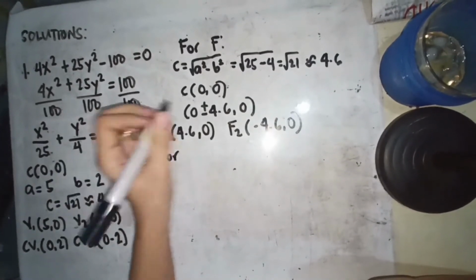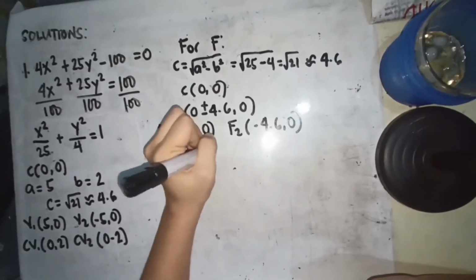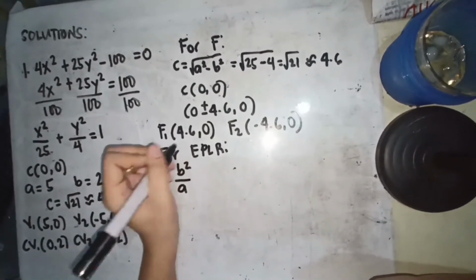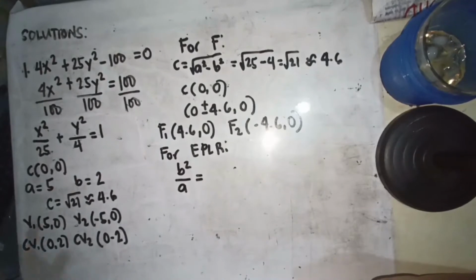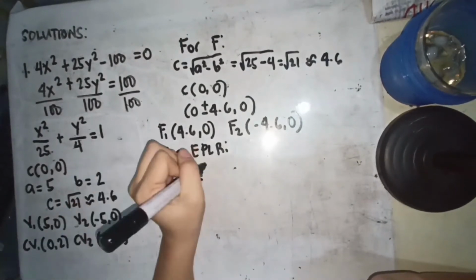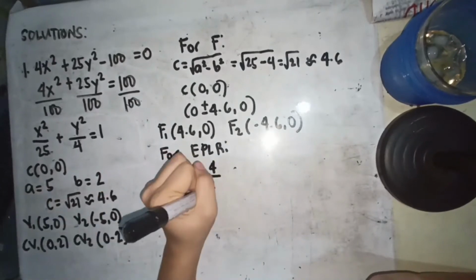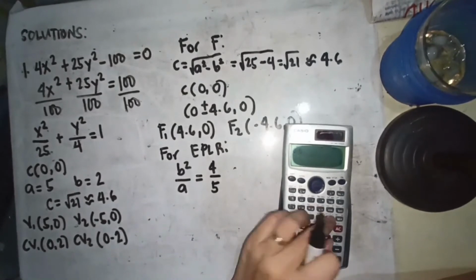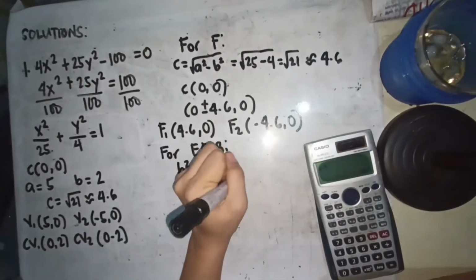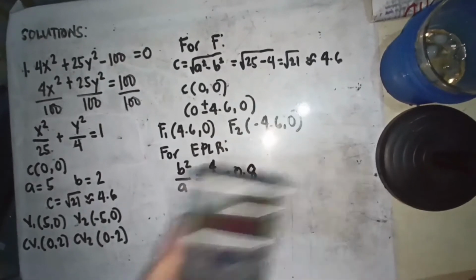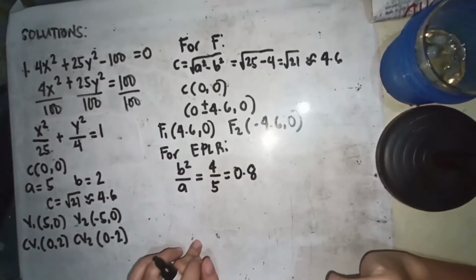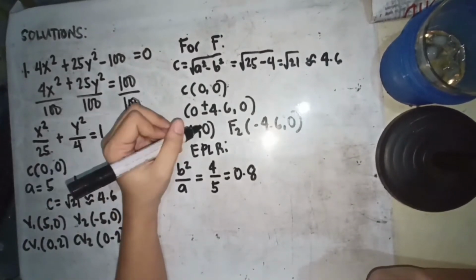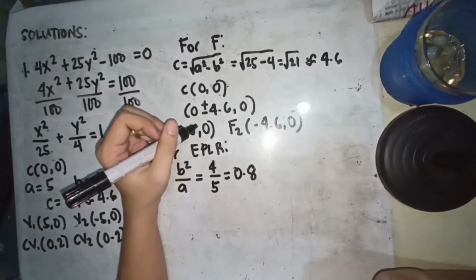Okay, next, ang kulang nato will be the EPLR. So, for EPLR, okay, we have the distance B squared over A. This is equals to our B, which is 2 squared, we have 4 over our A, which is 5. Okay, we have 4 divided by 5, that is 0.8. So we have 0.8. Okay, so since again our ellipse is horizontal, therefore our EPLR will be vertical.